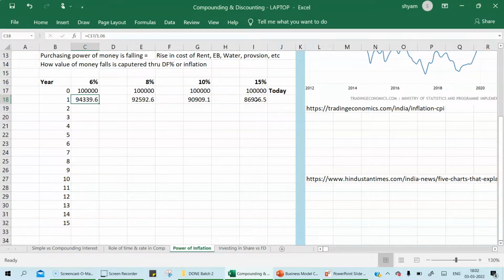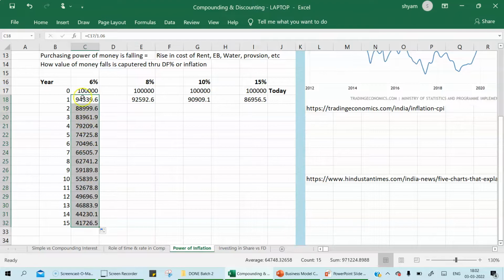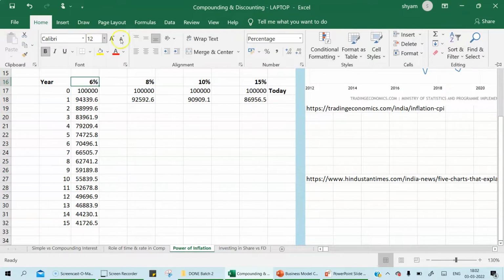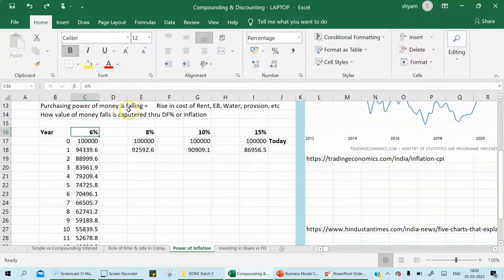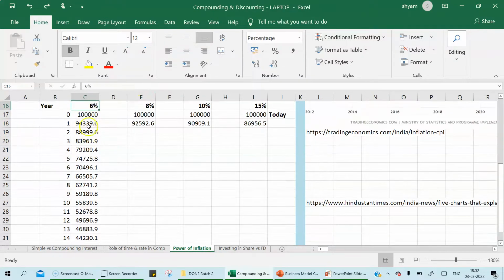See, the value of money falling through inflation in 1 year is not a big concept. The fall lies in the number of years. So you can see here, if you have 1 lakh rupees and the inflation rate in India is 6%, the value of your money falls by half in 12 years. In 12 years, your money's worth will become half, it becomes 50,000.